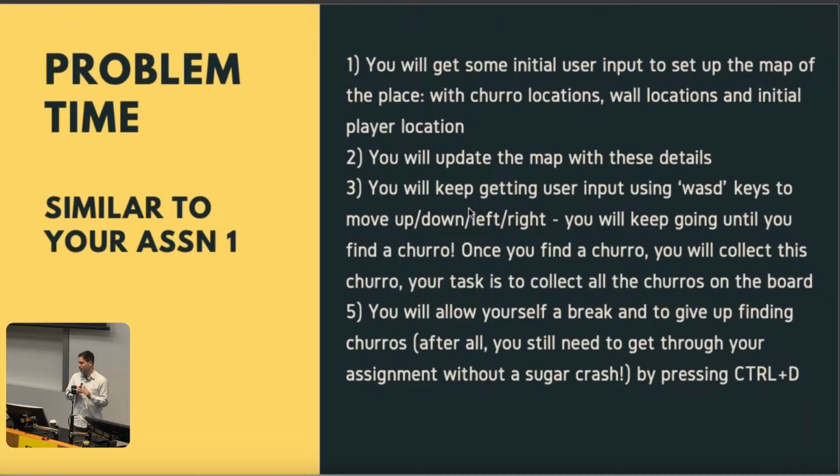We will update the map with these details. We will keep on getting user input, using WASD keys to move our player around the 2-dimensional grid. And we keep going until we find a churro. Once we find a churro, we collect it, and then collect all the churros. You can allow yourself a break and give up finding churros by pressing Control-G. Okay, so that's how we end our program. Cool?